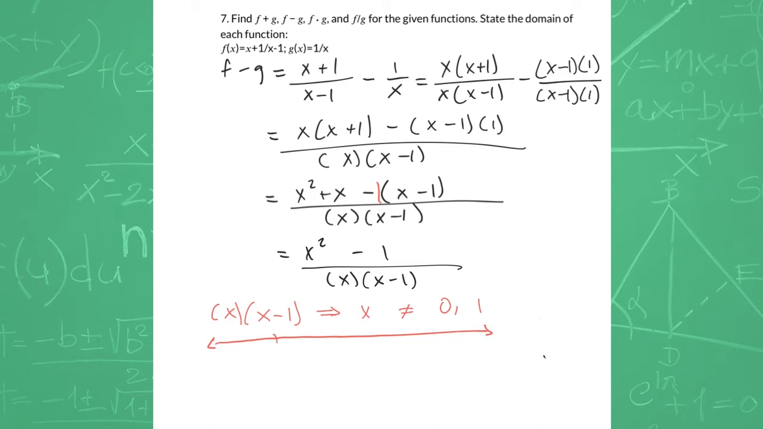We graph that on our real number line from negative infinity to infinity. We're just plotting those two numbers with open circles, shading everything that can be included. And from there, we see that our domain lies on the open interval from negative infinity to 0, from 0 to 1, and from 1 to infinity.